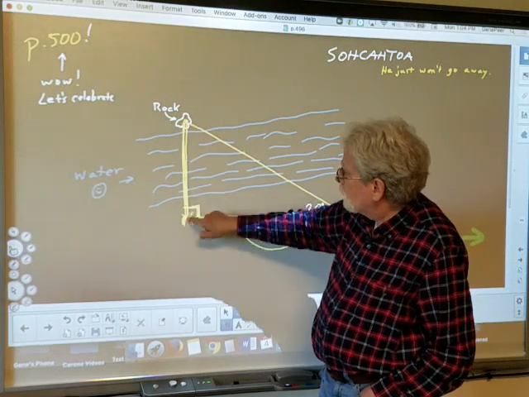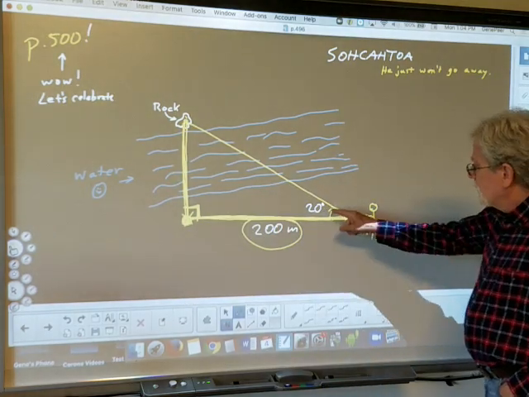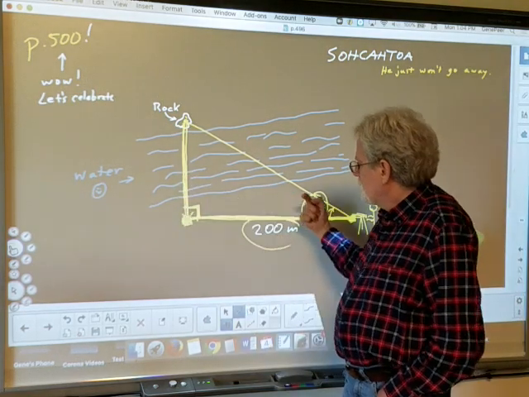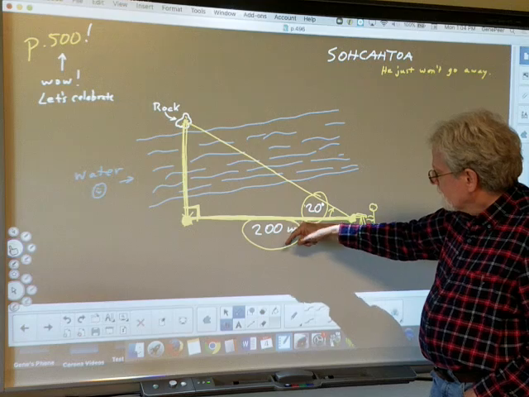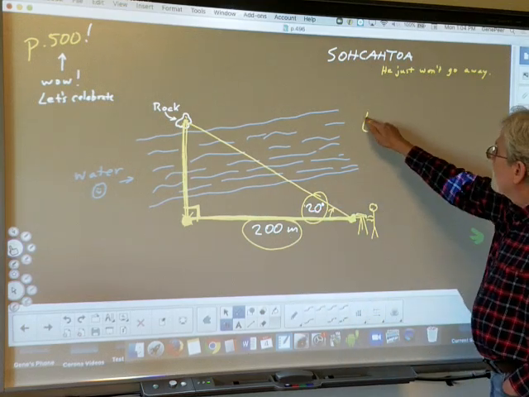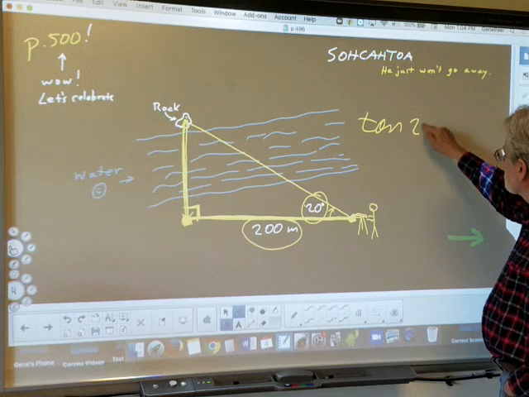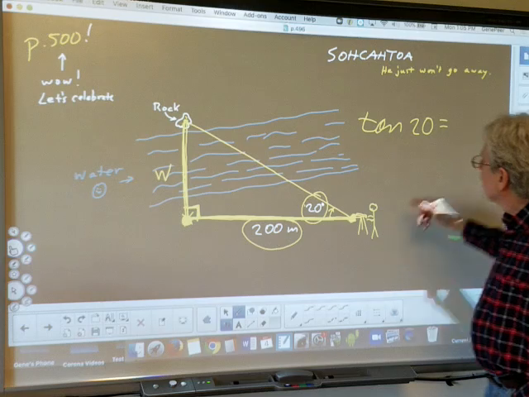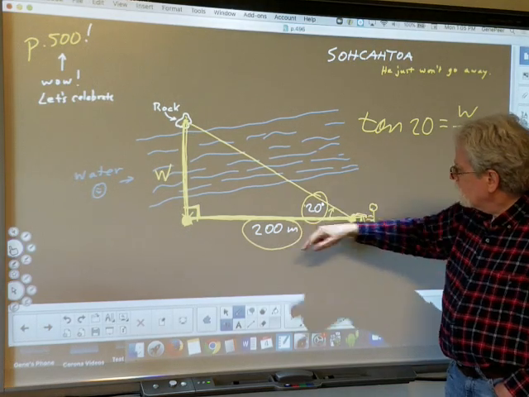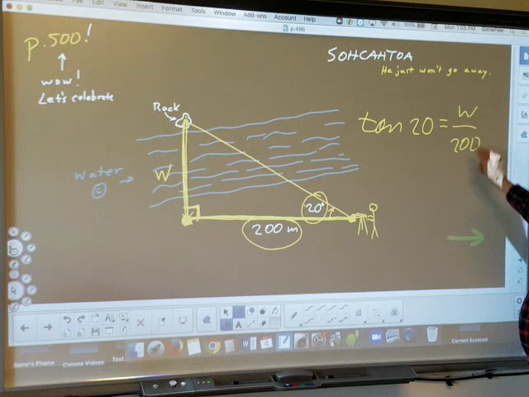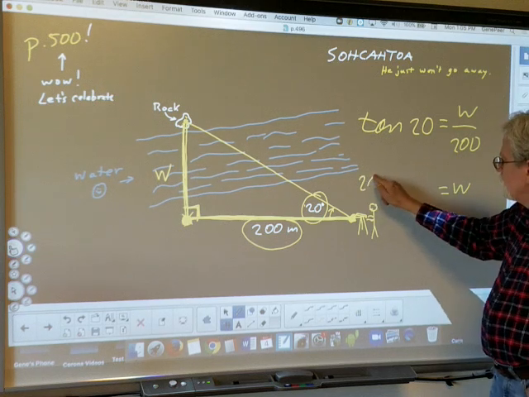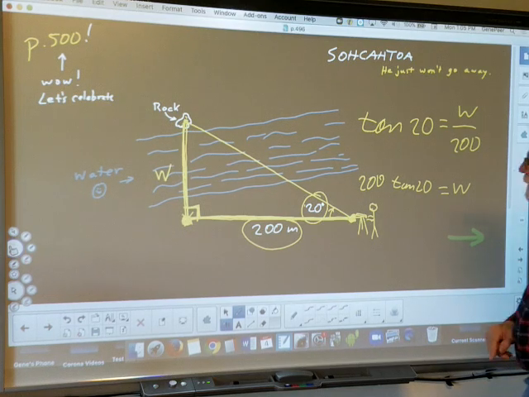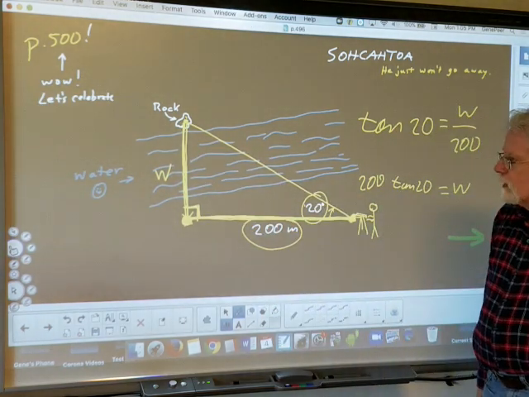I'm trying to find out how far it is across the river. No problem. From my 20-degree angle's point of view, this is the opposite side I'm looking for. Opposite side, I've got the adjacent. Opposite and adjacent, I'm going to use tangent. I write tangent of 20 equals opposite, let's call it W for width of river, over adjacent, which is 200. Now I have to simply multiply by 200. I get 200 times the tangent of 20, and I don't know what it is right offhand, but the book tells you. And you have figured out the width of the river without getting your feet wet.